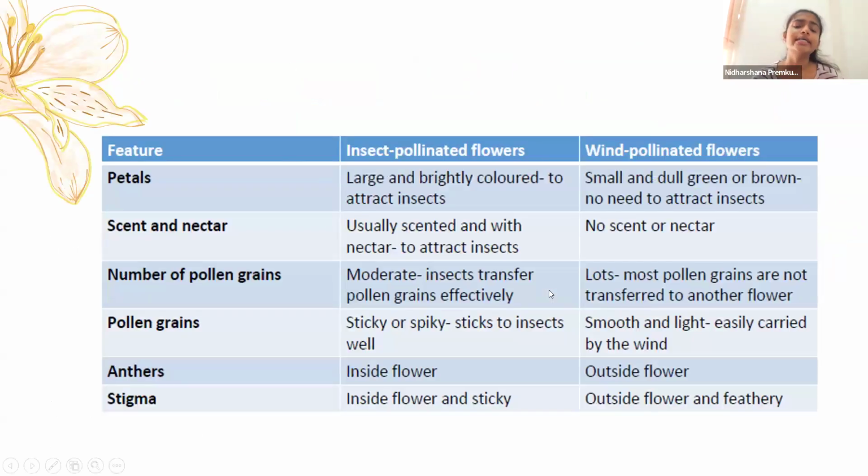Now, insect-pollinated flowers and wind-pollinated flowers have very distinct petals. Insect-pollinated flowers, like the ones we have discussed so far, have very large and brightly colored petals in order to attract insects. But wind-pollinated flowers are very small and dull green or brown colored because they do not need to attract insects.